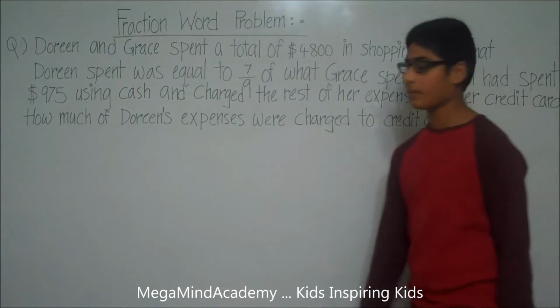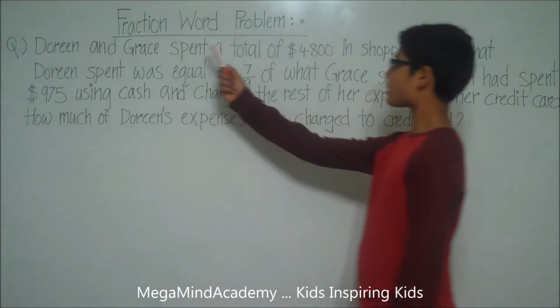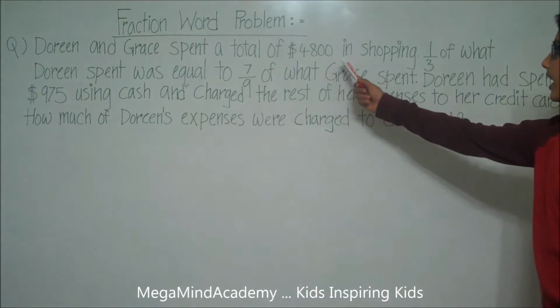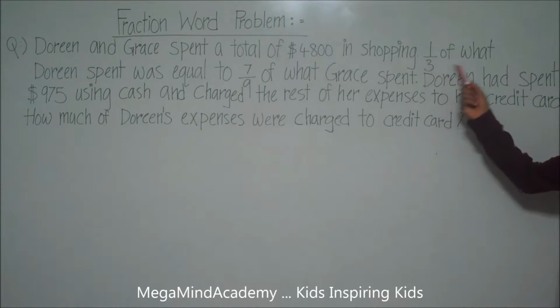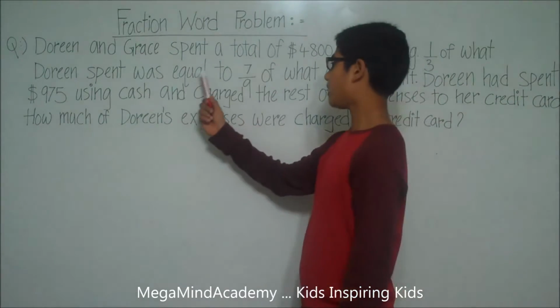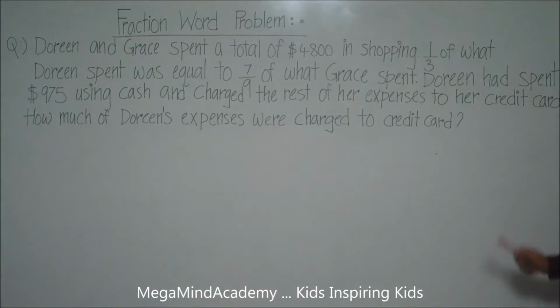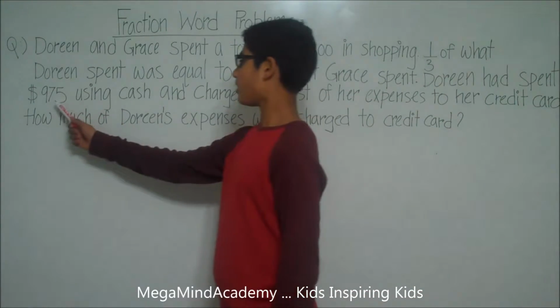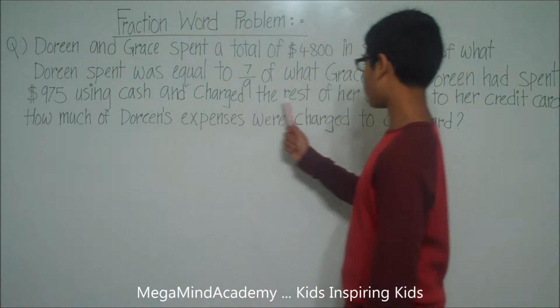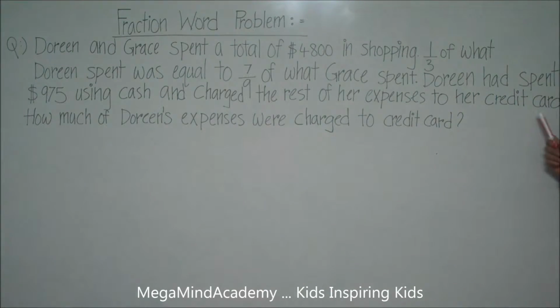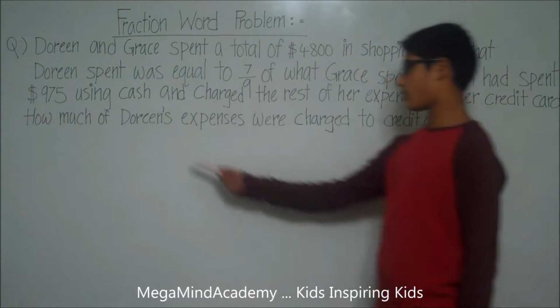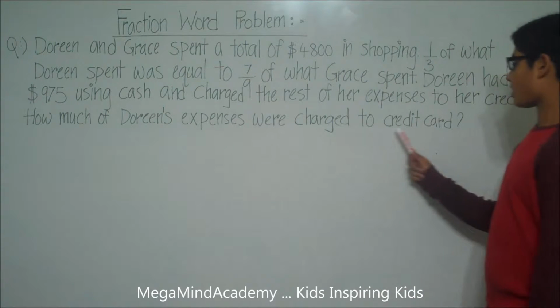Let's say we have a problem like: Doreen and Grace spent a total of $4,800 in shopping. 1/3 of what Doreen spent was equal to 7/9 of what Grace spent. Doreen had spent $975 using cash and charged the rest of her expenses to her credit card. How much of Doreen's expenses were charged to the credit card?